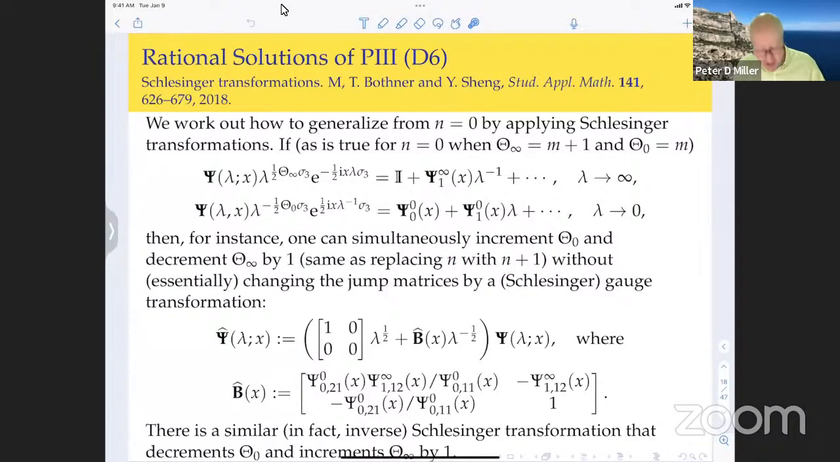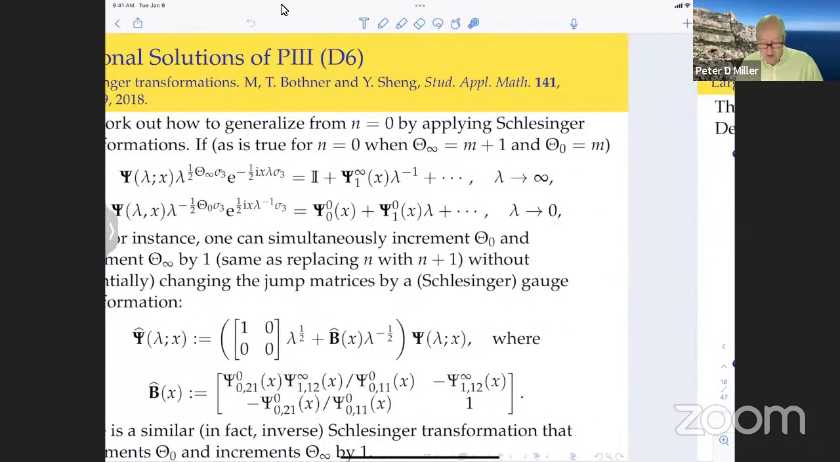And we're not really changing in any essential way the jump matrices. And the idea there is just to use a gauge transformation that involves lambda to the half and lambda to the minus 1/2. And it has a coefficient matrix b hat in it. And b hat is just built out of the elements of this matrix and the elements of this matrix here by some explicit formula. And there's a similar, actually it's the inverse Schlesinger transformation that has the opposite effect. It decrements the theta 0 and increments the theta infinity by 1. Okay, so that's decrementing the value of n.